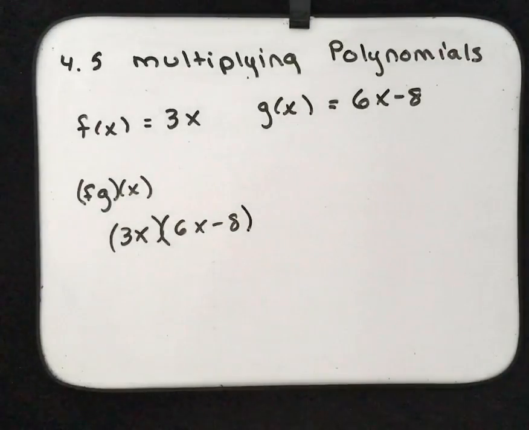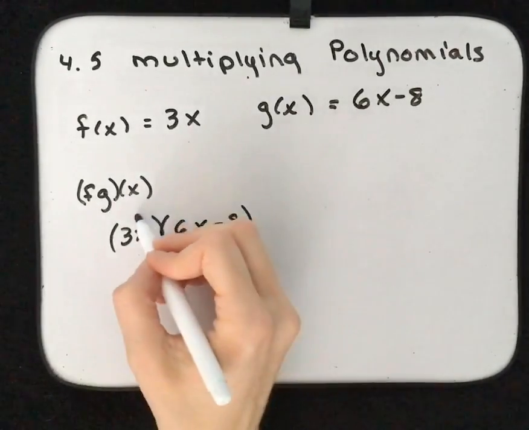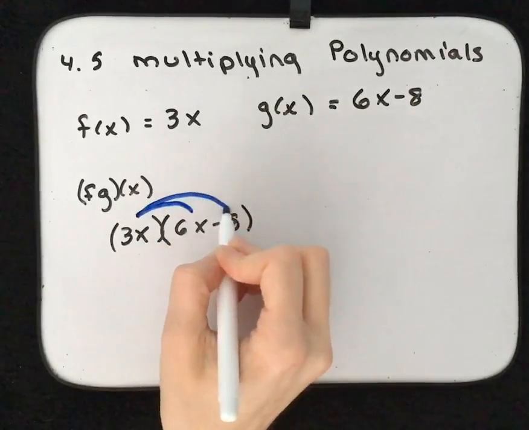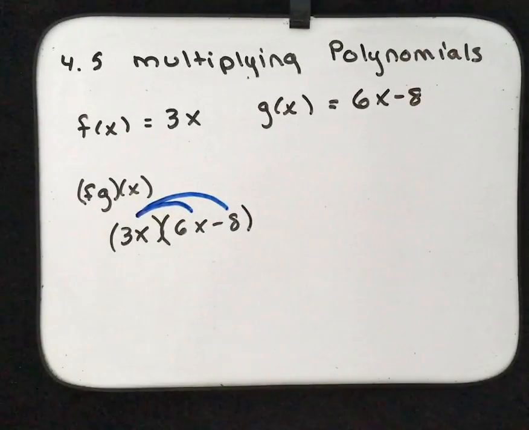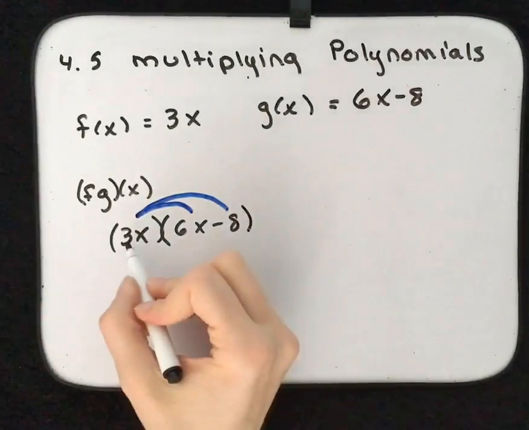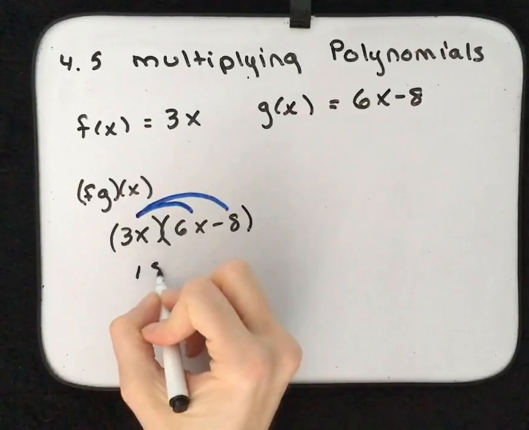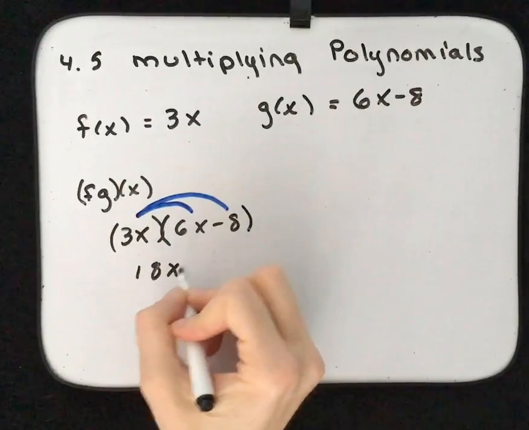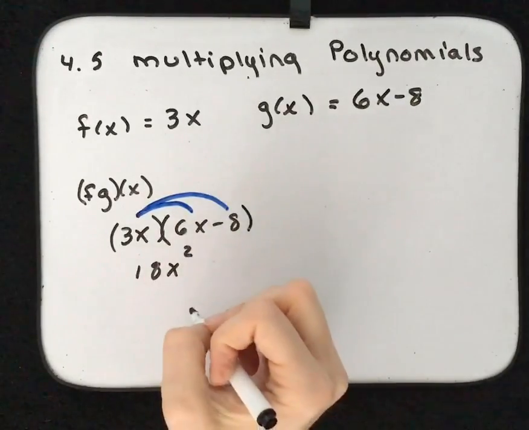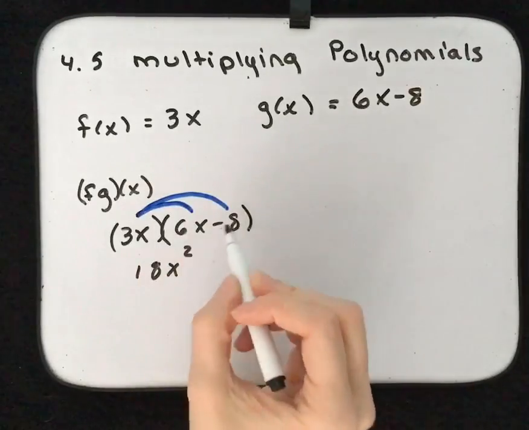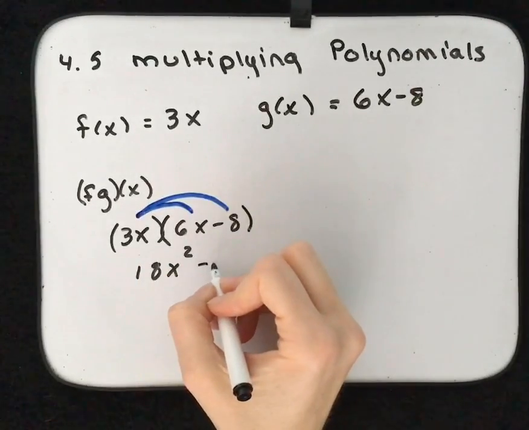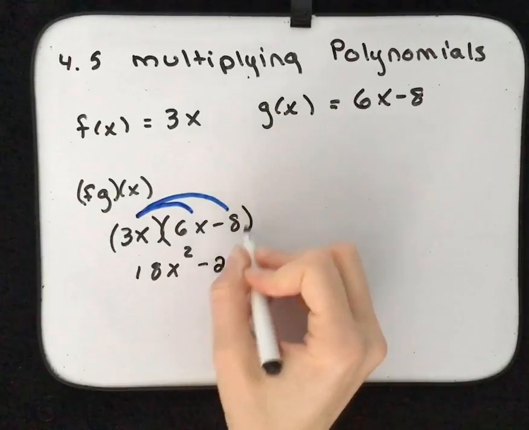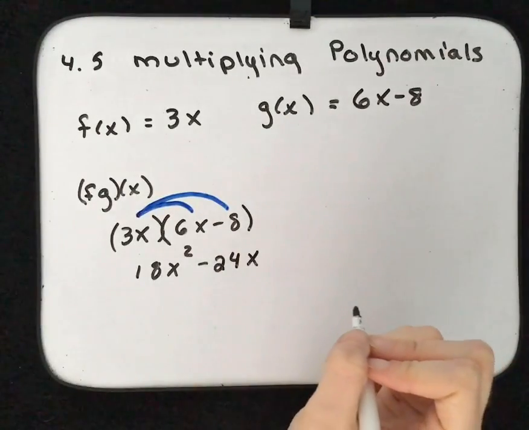So if we multiply these together, that means we are going to distribute that 3x from our monomial to the 6x minus 8 binomial. So 3 times 6 is 18. x times x is x squared. 1 plus 1 is 2. And then 3 times negative 8, and that's going to give us negative 24. There's no x's here, so the x carries along.